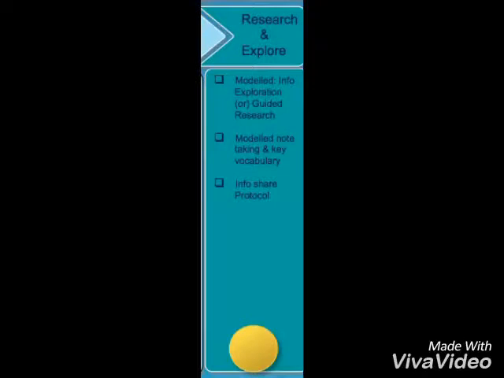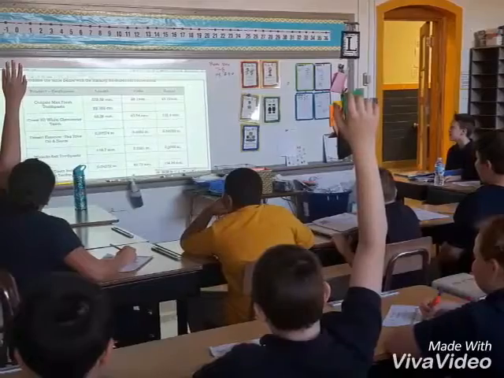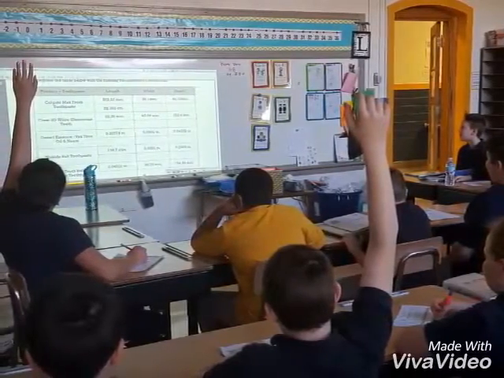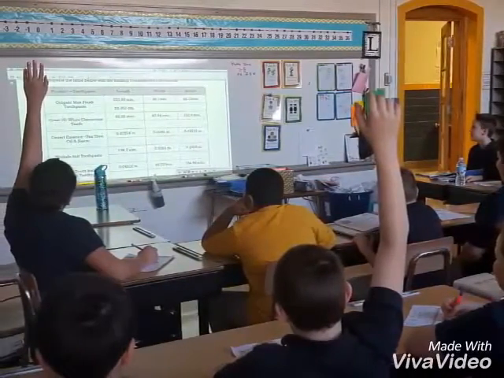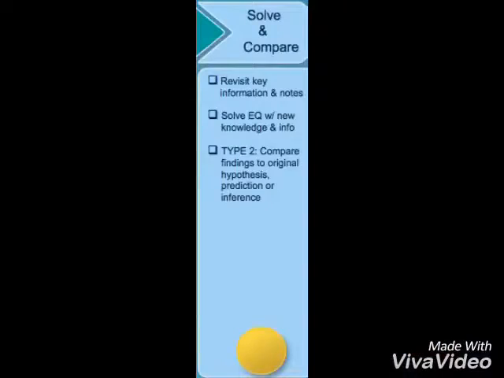The next step is the research and explore step. Before students can work on their own, there is a whole group discussion about the process. Here, teachers may model note-taking strategies, provide research guidance, and answer clarifying questions. Next, students will solve and compare. They will work together or individually to answer the driving question.